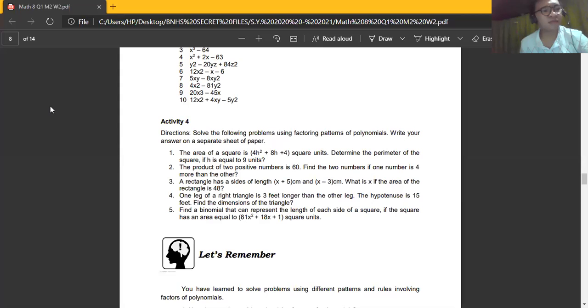So let's have number 1. Let's read. The area of a square is the quantity 4h squared plus 8h plus 4 square units. Determine the perimeter of the square if h is equal to 9 units. So let's solve.